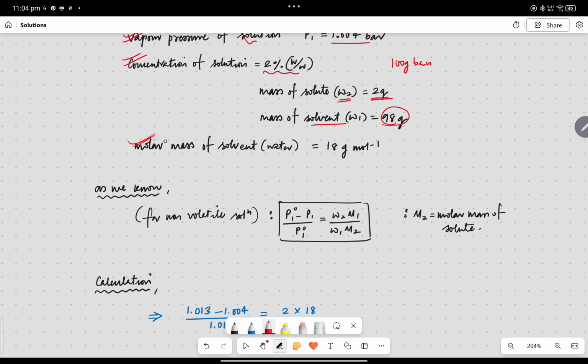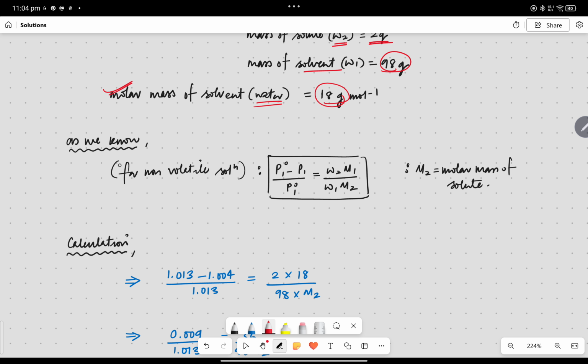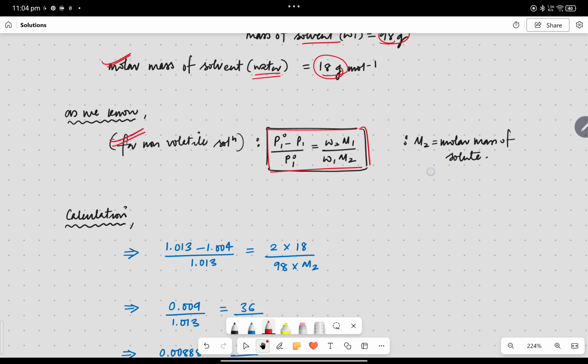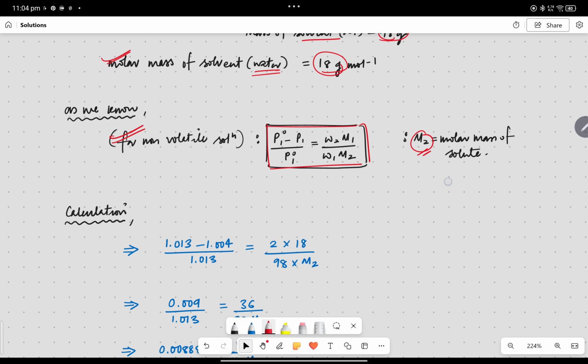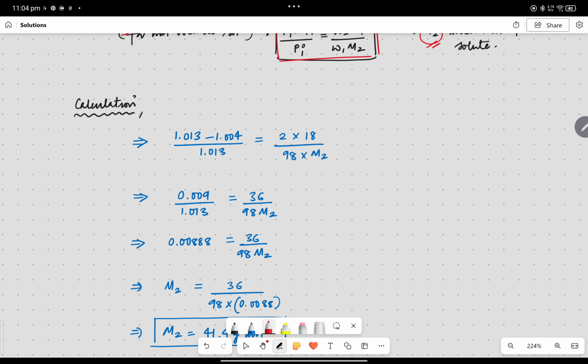So the molar mass of the solvent, that is water, we know is 18 gram per mole. And now we are going to use the basic formula that is given in NCERT: (P1 sat minus P1) by P1 sat is equal to W2 into M1 by W1 into M2, right? This is the formula, and M2 is the molar mass of the solute here. Now you have to just put the values.